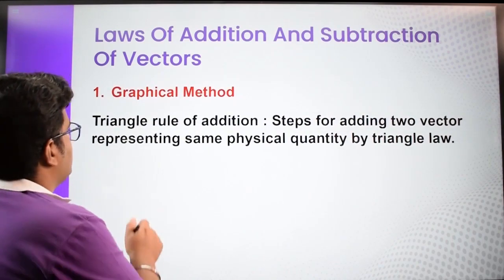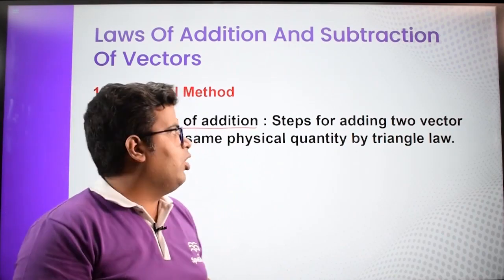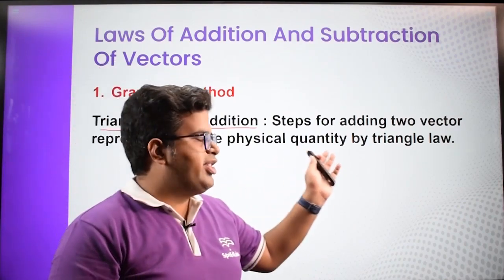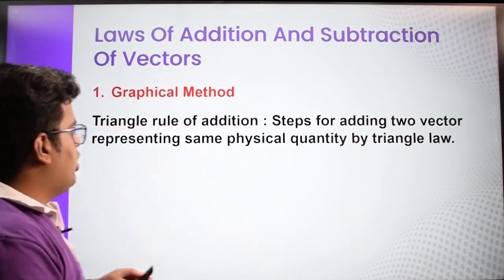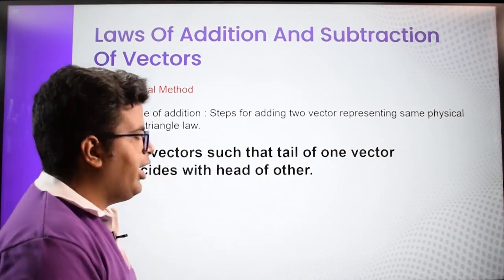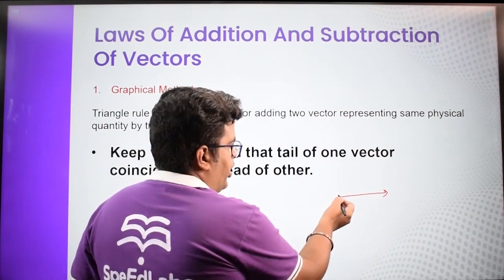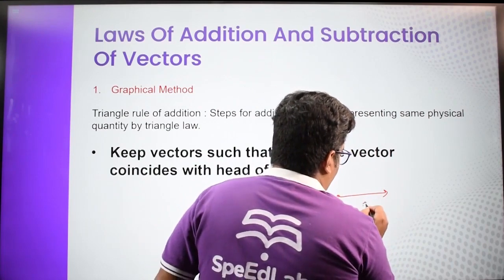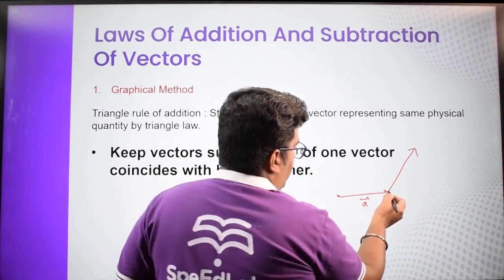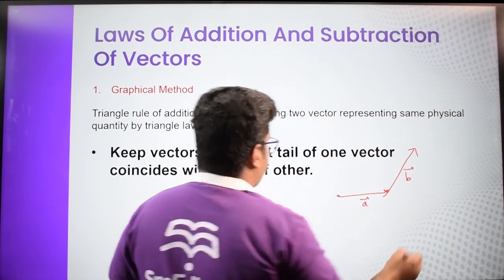First we have the triangle rule of vector addition, which means we want to add two vectors using the triangle law. There are certain steps for adding two vectors representing the same physical quantity by the triangle law. And what are those steps? We have to keep vectors such that the tail of one vector coincides with the head of another. For instance, let's say this is your one vector whose tail is over here and head is over here. Let's say this is your A vector. And another vector we have to take in such a way that its tail coincides with the head of the previous vector. So this is going to be your B vector.